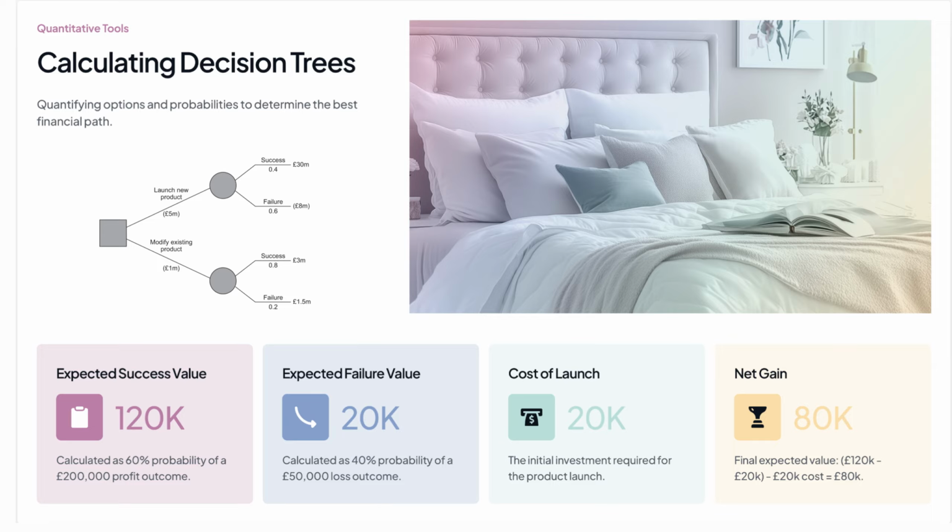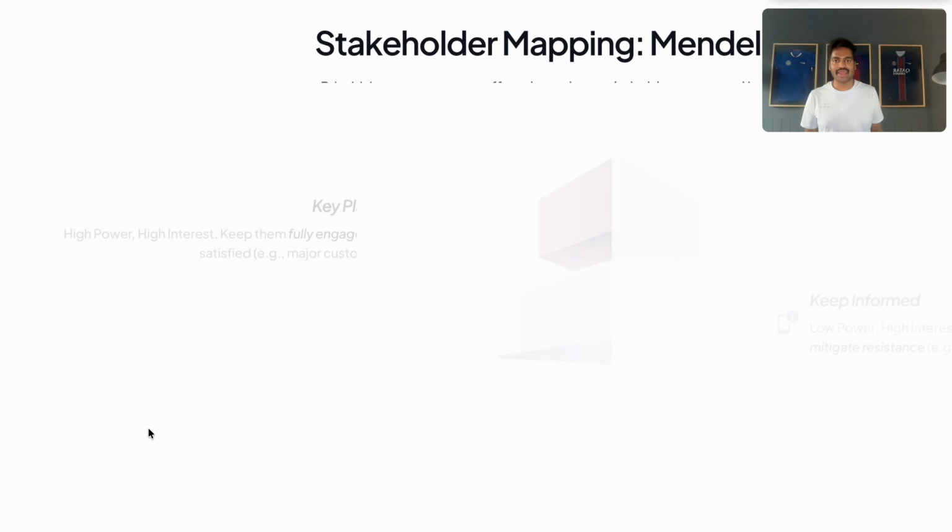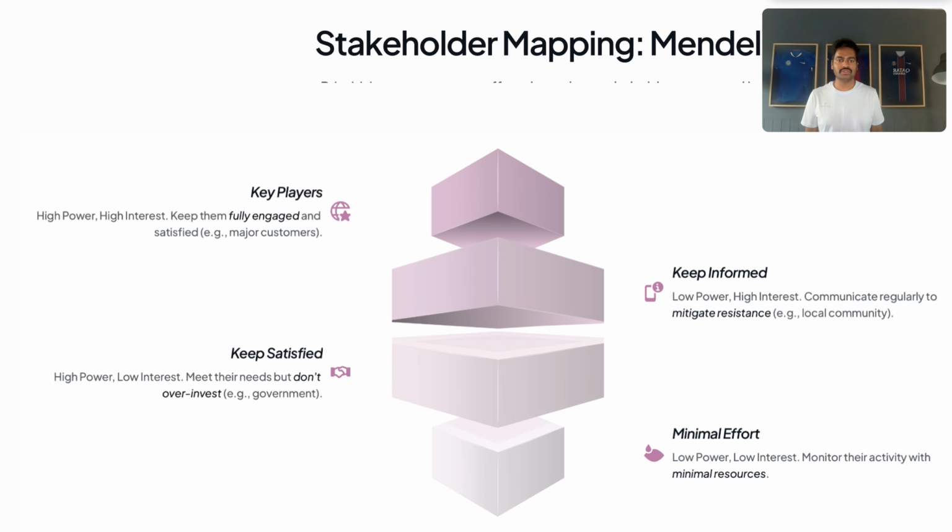Now we come to stakeholder mapping. We talked about stakeholders in Unit 1: who they are, what they do, why they do it, what impacts them, how they impact us. Now we are going to manage them. Mendelow's matrix is your tool. You map stakeholders on two axes. Power, how much can they influence the business, and interest, how much do they really care about your business.